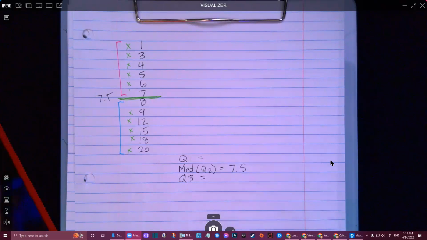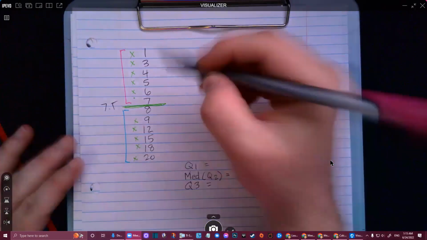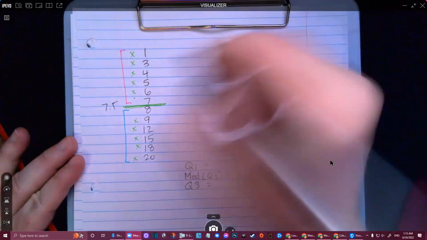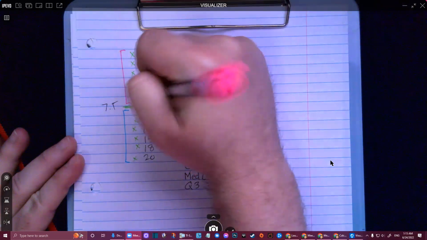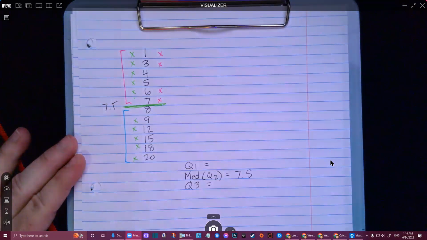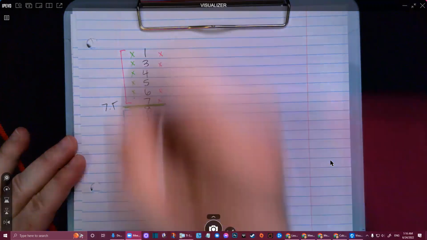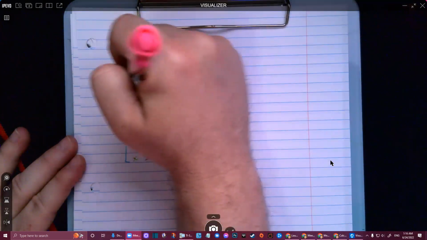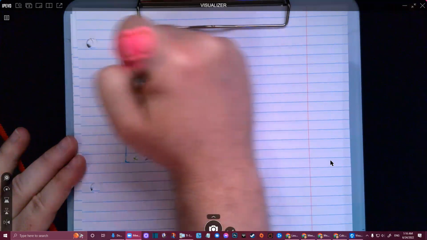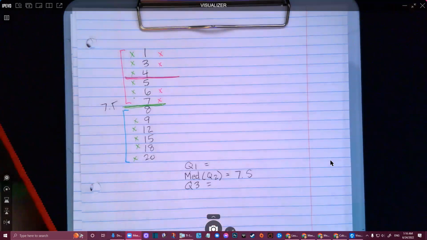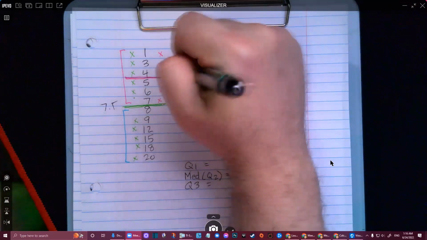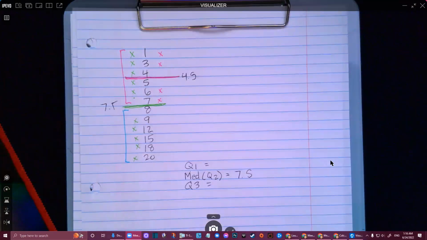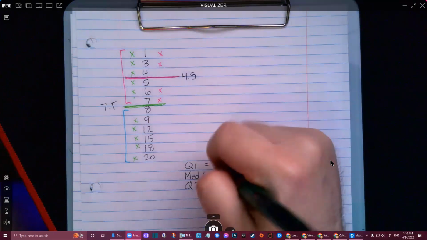So let's go ahead and start with Q1. I'm finding the median of those numbers 1 through 7, and I do it the same way. So cross off first and last. And when I do that, you can see I'm left with 2 numbers again in the middle. So the median for this is going to be halfway between them. So I'm looking for a number halfway between 4 and 5, which is 4.5. So my first quartile is 4.5.